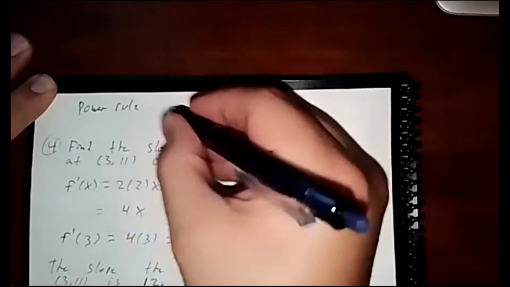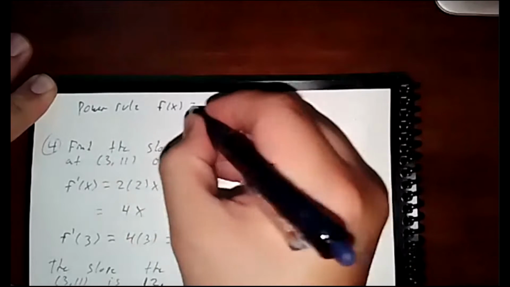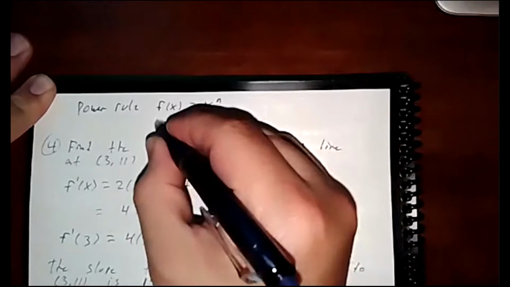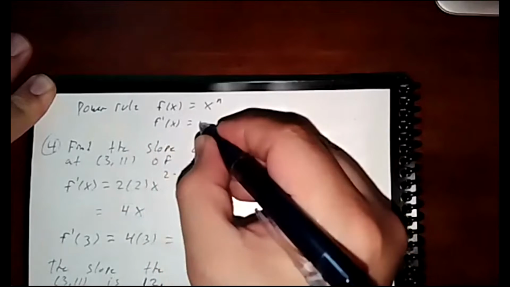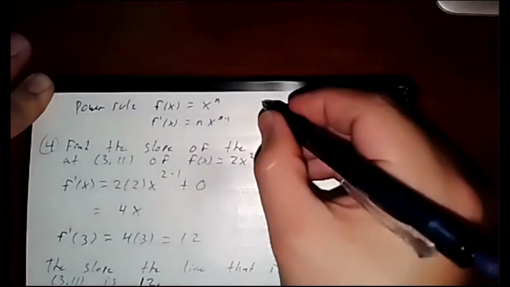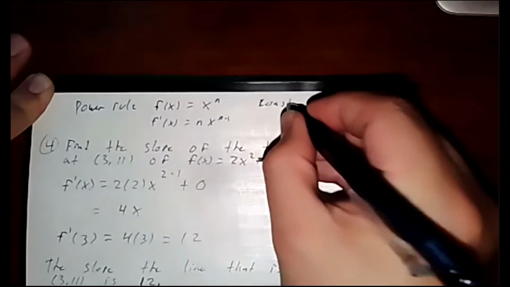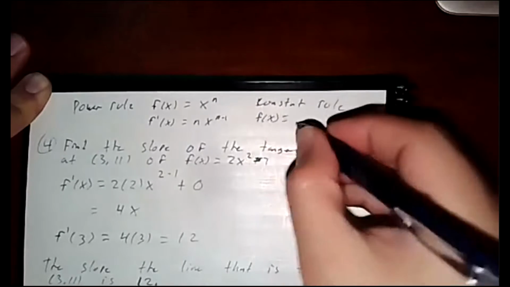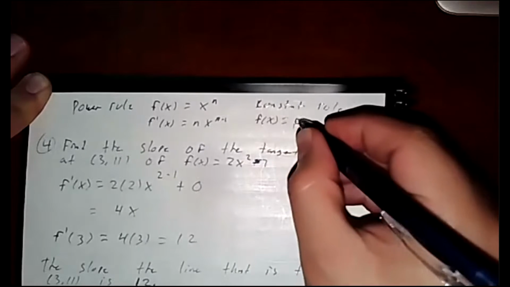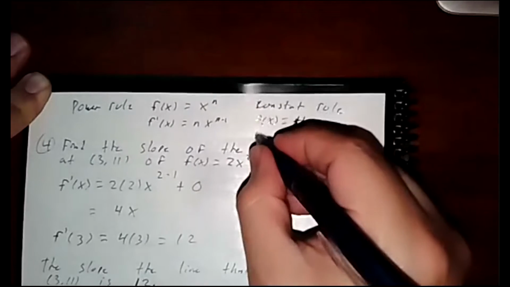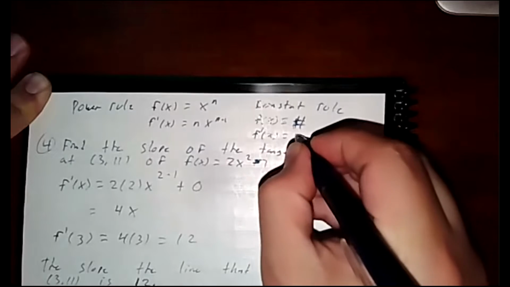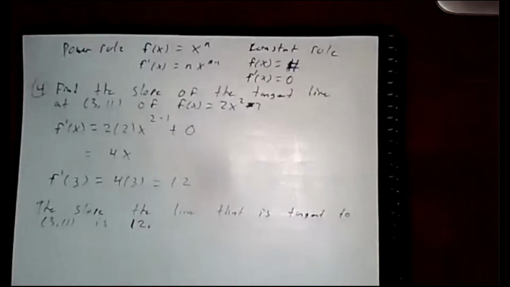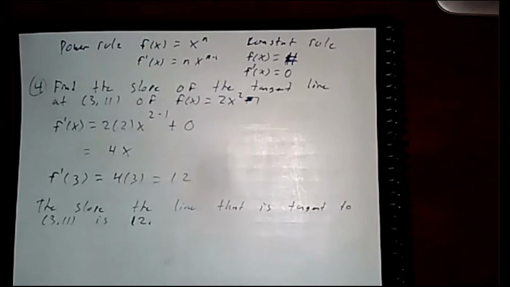So I'll put it up top here. The power rule is when you have f equal to x to the n, f prime is equal to n times x to the n minus 1. Now, constant rule. If f is equal to some number, the derivative is equal to 0. Okay. Got it.